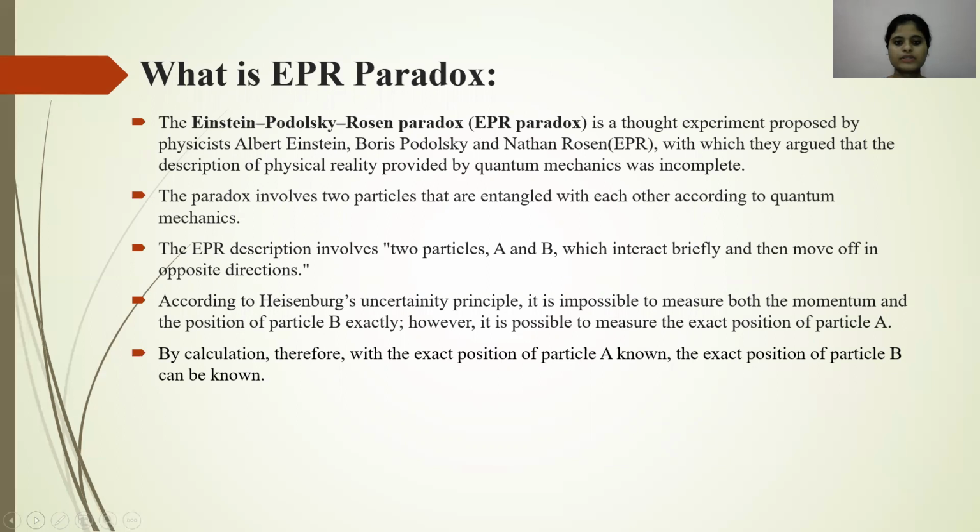The Einstein-Podolsky-Rosen paradox is a thought experiment proposed by physicists Albert Einstein, Boris Podolsky, and Nathan Rosen, with which they urged that the description of physical reality provided by quantum mechanics was incomplete. The paradox involves two particles that are entangled with each other according to quantum mechanics. The EPR description involves two particles, A and B, which interact briefly and then move off in opposite directions. According to Heisenberg's uncertainty principle, it is impossible to measure both the momentum and the position of the particle B exactly. However, it is possible to measure the exact position of particle A, and by calculation, with the exact position of particle A known, the exact position of particle B can also be known.